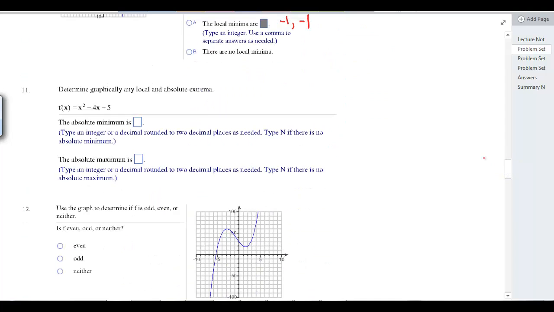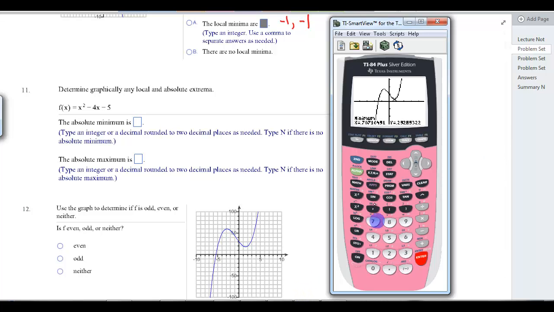Number 11, local extrema for this one. And you would put this one in your calculator, just like we did on the others. We'll clear this, really good practice for you. X squared minus 4x minus 5. And we'll do a zoom 6.